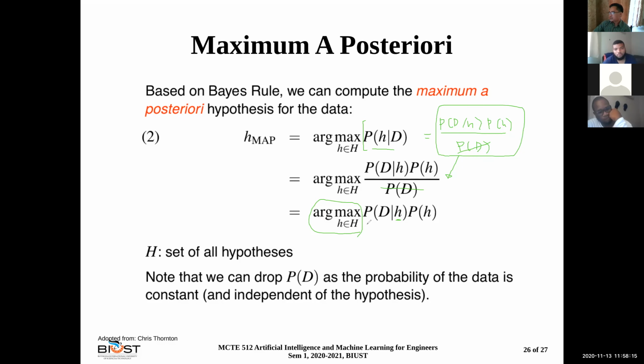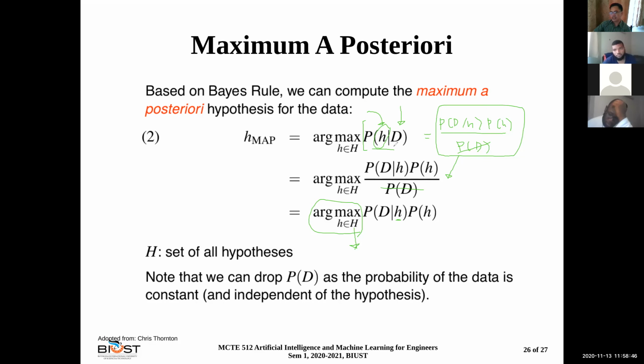So in this case here, D is the body length, and H is the crocodile or the alligator. So this is the classification that we are looking at. And so D is the one that is known to us. Okay. So we have to go through all the possibilities of H. So the big H contains all the possibilities, in that case, the alligator and the crocodile.